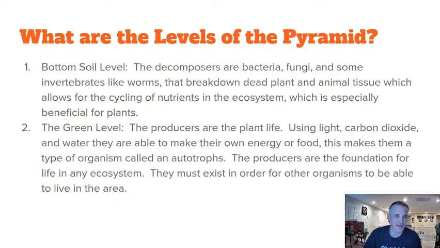The next level up is the green level. These are the producers. The plant life, they use light and carbon dioxide along with water to make their own food. This basically makes them a type of organism called an autotroph, and they're the foundation of life in an ecosystem. They produce all the food for all the other organisms. Even if an organism isn't directly feeding on plants, they're probably feeding on an organism that did feed on plants somewhere down the line.